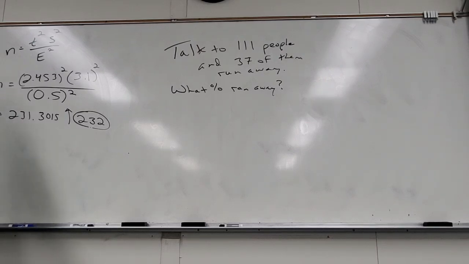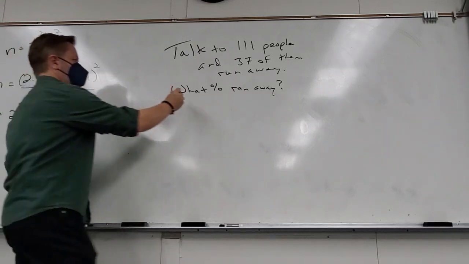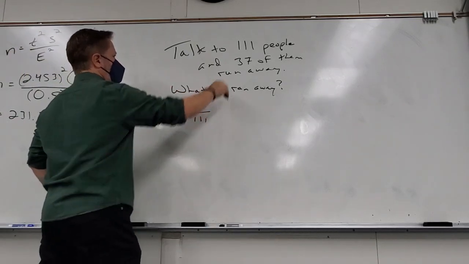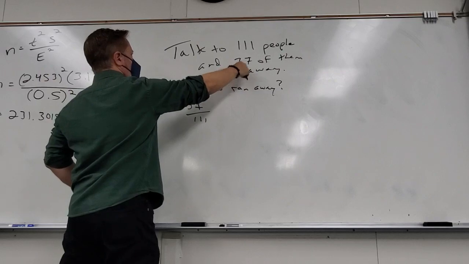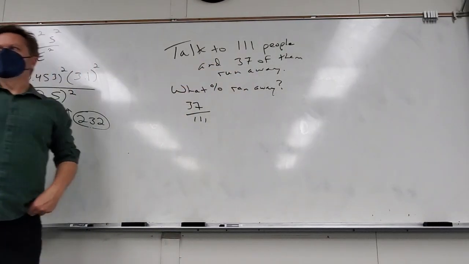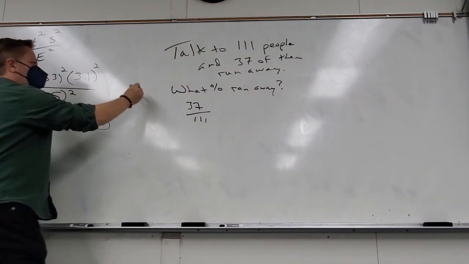How do you calculate that? What do you do? Don't even tell me what the answer is. Tell me what you would do to calculate that. Just take 37 out of 111. In fact, we'll say it just like that. 37 out of 111 ran away. This is p-hat.